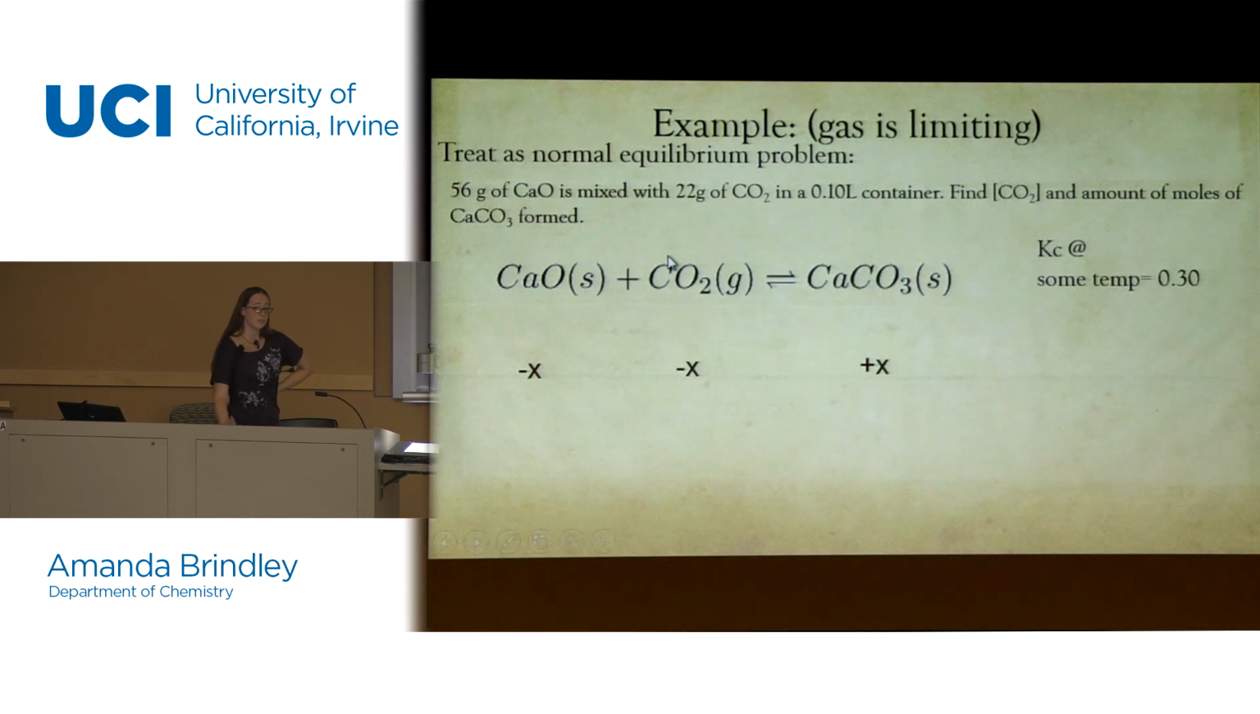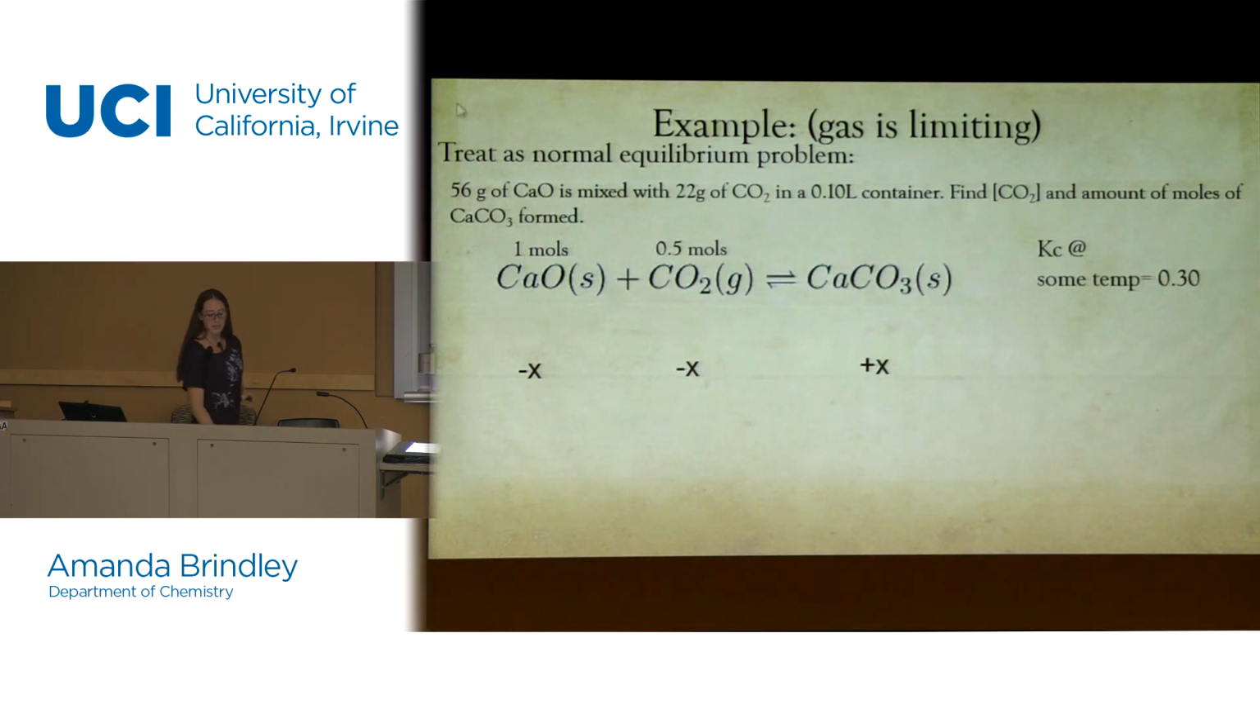Whenever we go to solve these, we probably want to look and see which one's limiting first. If you're really good at catching mistakes, you may just want to go through them and treat them all as equilibrium problems and then catch the mistake afterwards. Generally, it's not the best idea though. So let's convert each of these to moles. Those are some convenient numbers. So I just divide by the molar mass.